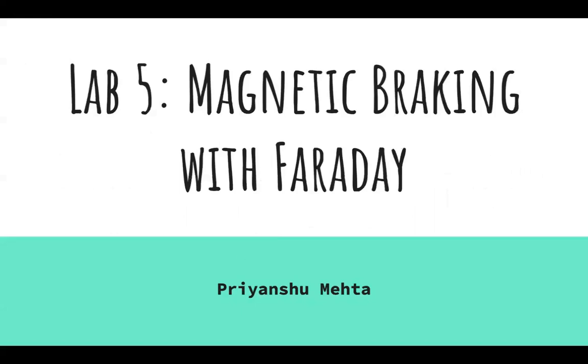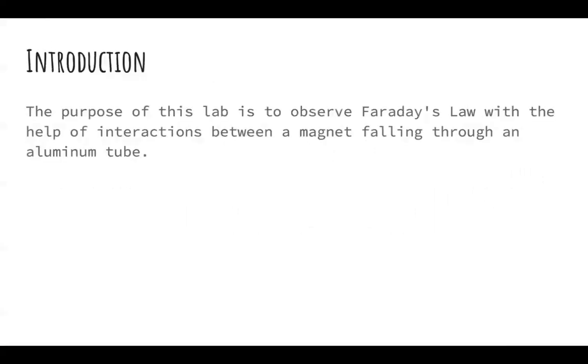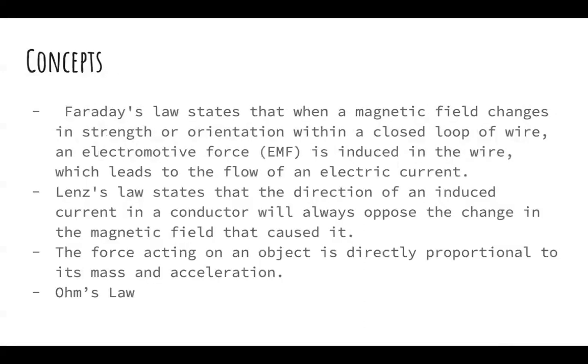Hello everyone. Today we are here for Lab 5, Magnetic Braking with Faraday. The purpose of this lab is to observe Faraday's law with the help of the interaction between a magnet falling through an aluminum tube.